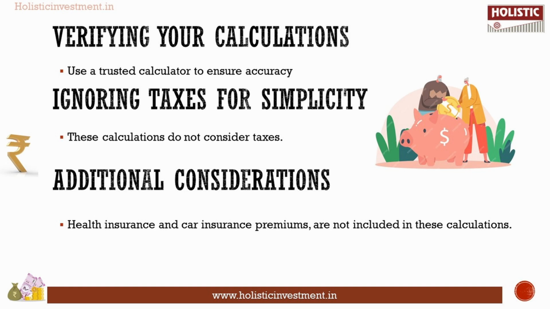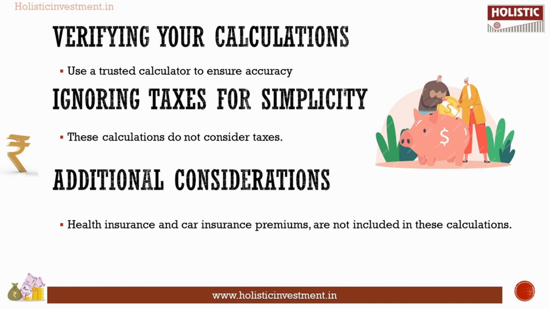Ignoring taxes for simplicity. To keep things simple, these calculations do not consider taxes. Including taxes would complicate and lengthen the calculations. However, if you want a more precise estimate, you can account for taxes by adjusting your corpus. For instance, if you fall in a 10% tax bracket, multiply your corpus by 1.1 to factor in taxes.